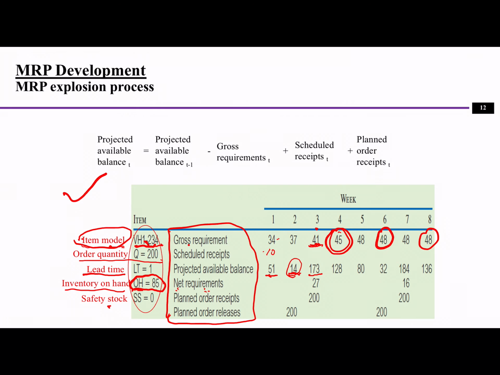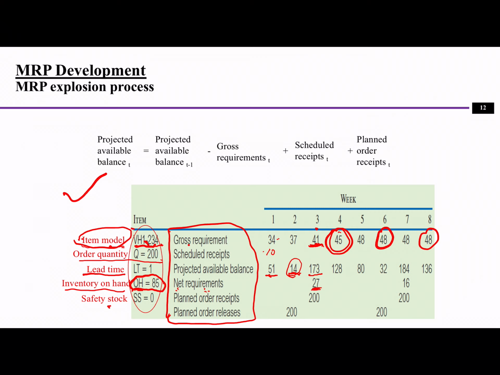So we have 14, and the requirement is 41. So the net requirement is actually 27. So we write a 27 here. All right, we need a 27. We know we need 27 parts. Then what should I do? I should make sure that I order these 27 parts early. I need to make sure that I order these parts early.